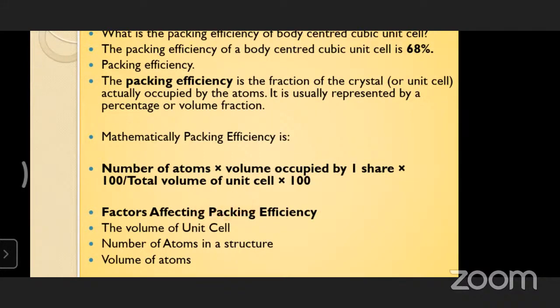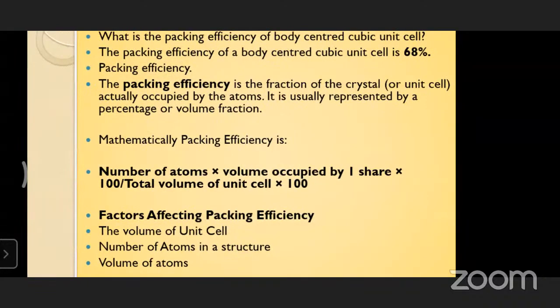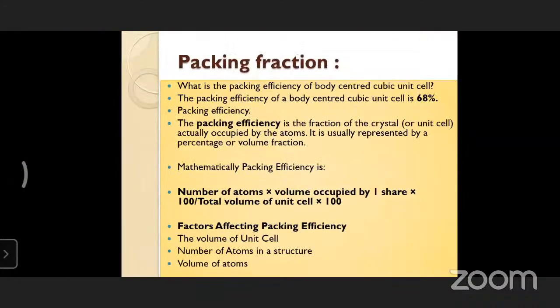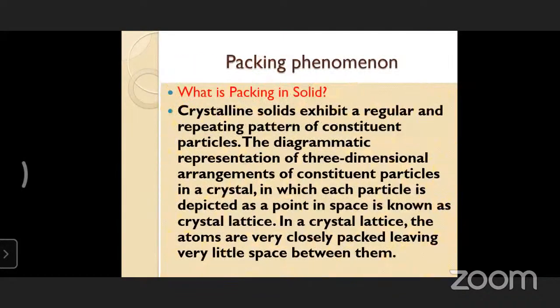So these are the factors influencing the packing efficiency. This is about the definition of packing efficiency and the factors influencing it. Now, I'll tell you how the 68 percentage came about, and for the remaining cubic unit cells, how we can calculate it based on the formula. In the next slides it will come, no need to worry about how the 68 percentage came.